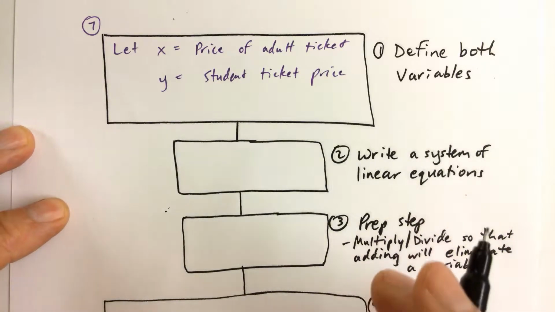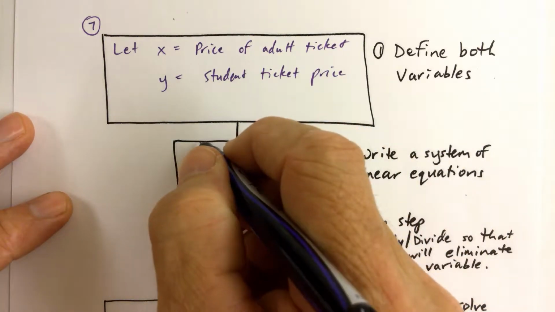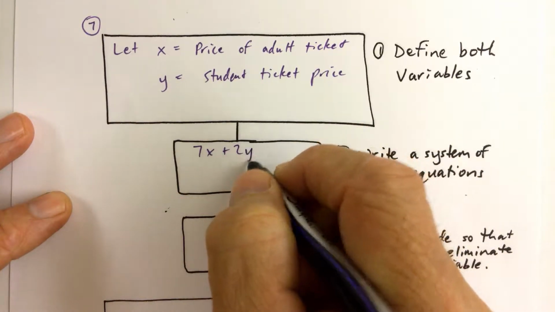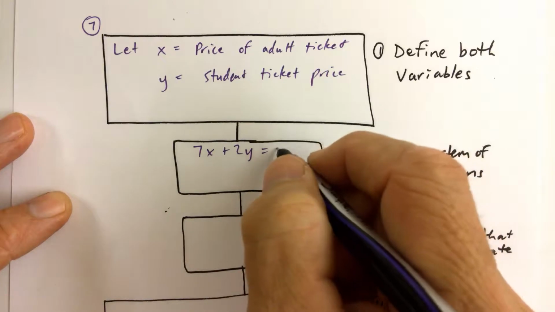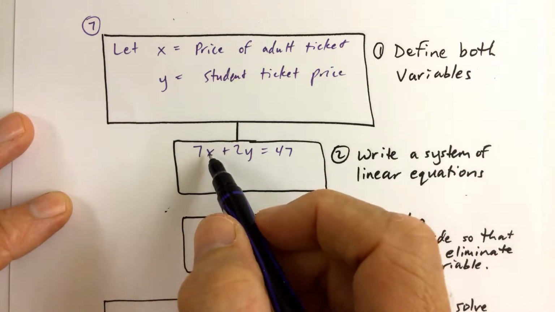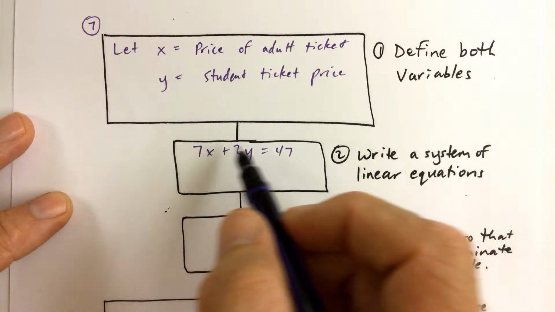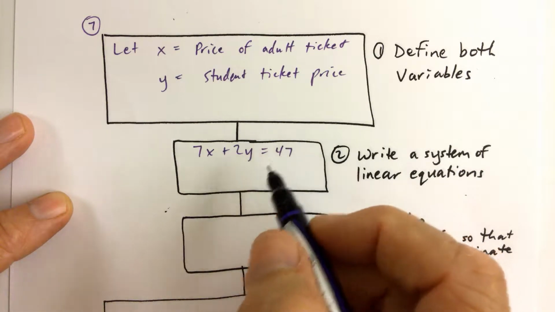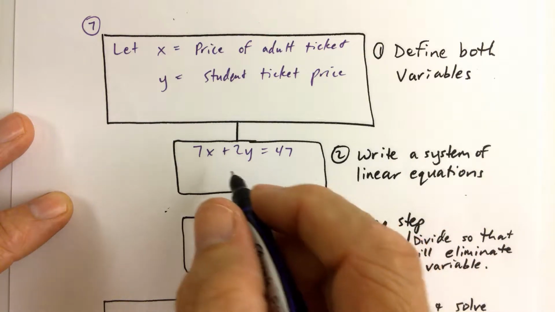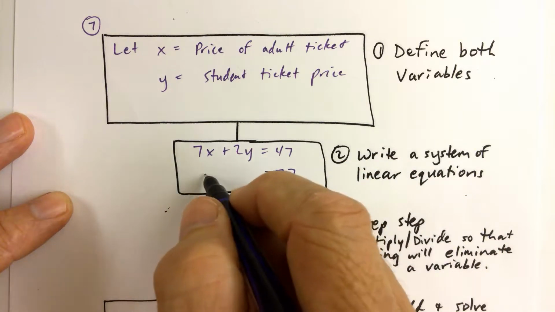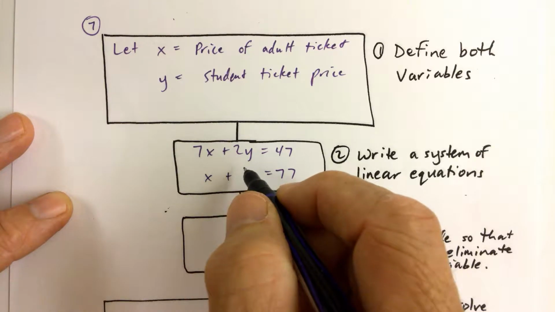On the first day of ticket sales, the school sold 7 adult tickets, 7x, and they sold 2 student tickets, 2y, for a total of $47. 7x represents the amount of money that was brought in from the adult tickets, and 2 times y was the amount of money for 2 student tickets, and that total was $47. On the second day, the school took in $77, and they sold 1 adult ticket, and they sold 12 student tickets.